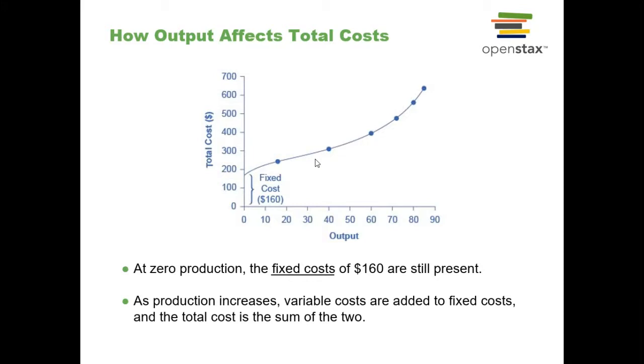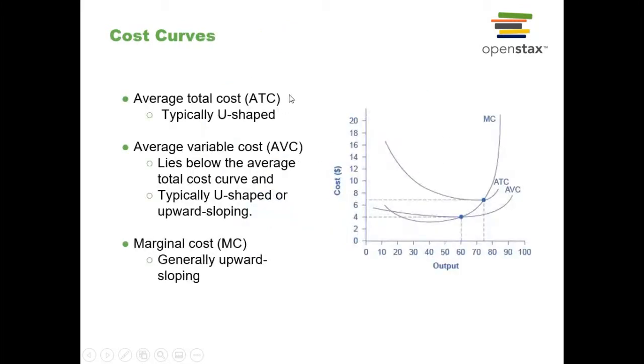So your total cost curve looks something like this. Even at zero output, there are still a certain number of fixed costs, and it generally rises as you increase your output. Variable costs are added to the fixed costs, so the shape represents the shape of increasing variable costs. All this together gives us this nice little cost curve graph.